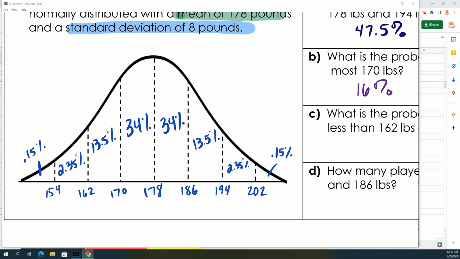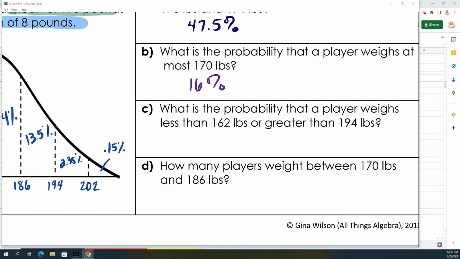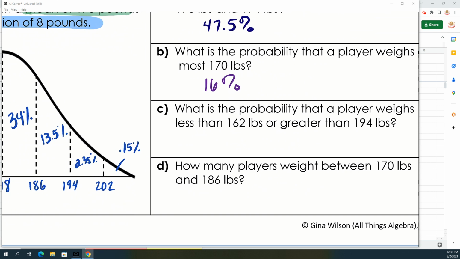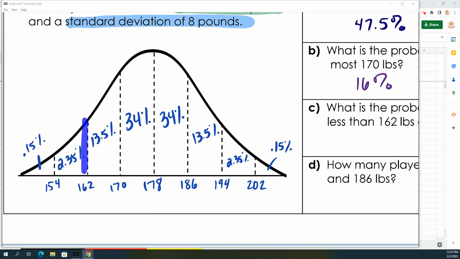All right. And then the next question, what is the probability that the player weighs less than 162 or greater than 194? So 162 or less plus 194 or more. All right. So these add up to be 2.5. These add up to be 2.5%. So that's going to be 5%. All right. Any questions so far?